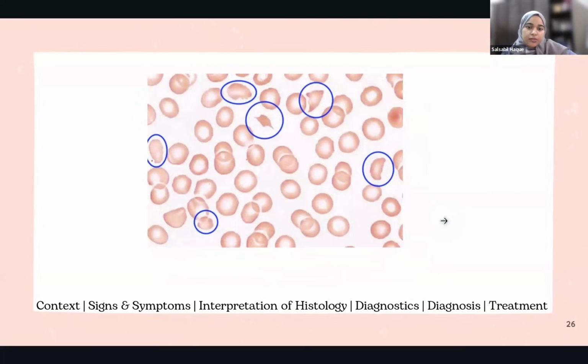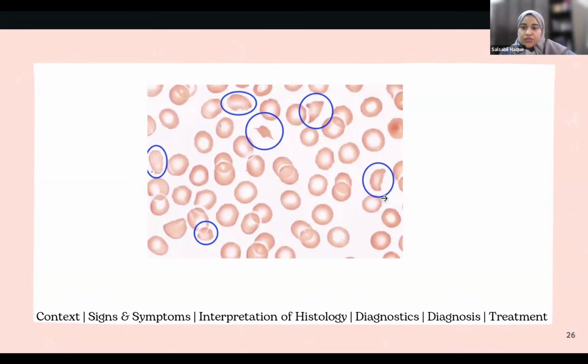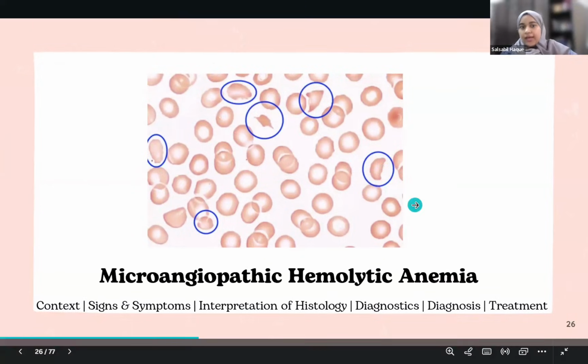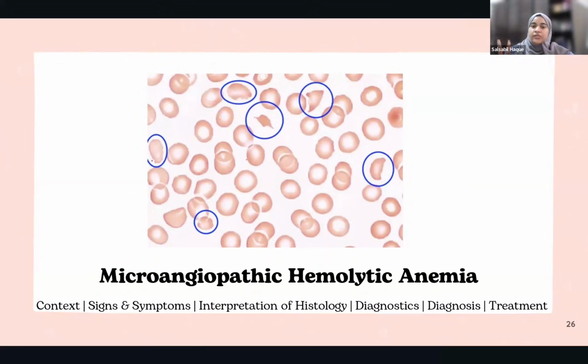Okay. So can anyone tell me what we're seeing here? So here we're looking at something called helmet cells or schistocytes. Okay, so schistocytes are seen in a very specific kind of anemia called microangiopathic hemolytic anemias, right? And the main two that you need to know are hemolytic uremic syndrome and thrombotic thrombocytopenic purpura. Okay, so now can anyone tell me what causes hemolytic uremic syndrome?